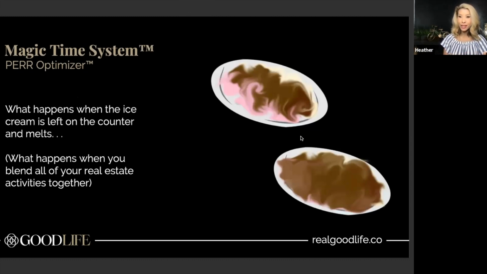It melts. As you can see, the different flavors start to blend into each other, and when you leave it out for the entire day, it just turns into this brown mess. I feel like this is such a great visual of what happens when you don't put order to your real estate activities. They all start to blend together into this horrible, murky mess. And at the end of the day, what you feel sometimes might be more stress and exhaustion than actual accomplishment.